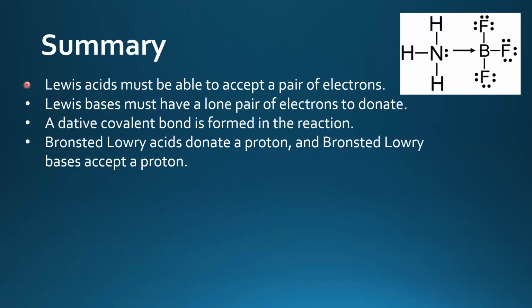So let's have a summary. Lewis acids must be able to accept a pair of electrons. Lewis bases must have a lone pair of electrons to donate. And a dative covalent bond is formed in the reaction. Here's the example we looked at previously.